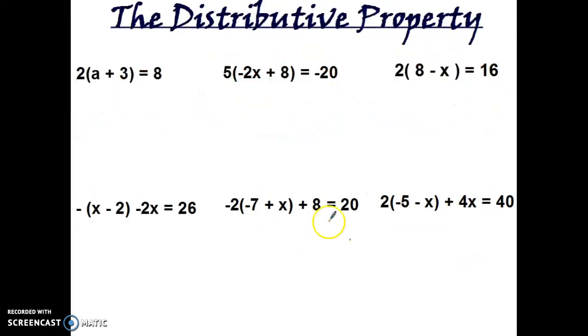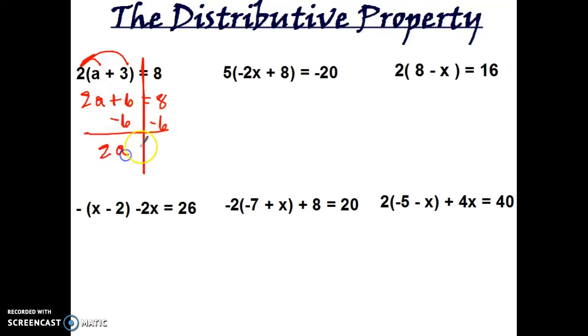Okay, the next problems, I got to do this in 4 minutes, are distributive property. So this is 2a plus 6 equals 8. This is a two-step equation. Balance bar, subtract 6. You can go to the video and slow it down. Divide by 2, divide by 2. A is equal to 1.